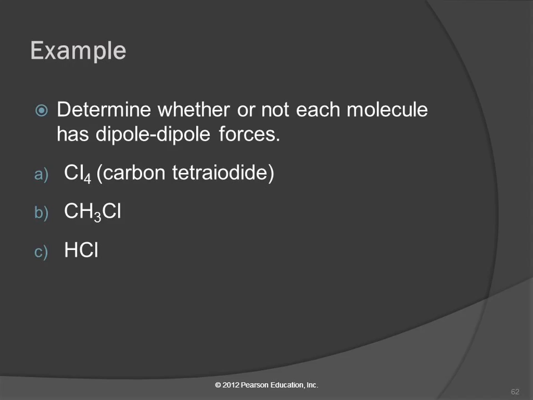So, determine whether each molecule has dipole-dipole forces. So we're going to use my method because this is my class, and I like my method better. So we do need to think about the Lewis structure. So carbon tetraiodide, that's CI4, not Cl4. Let's go with pale yellow. It's going to have a carbon in the middle and 4 iodine atoms around it.